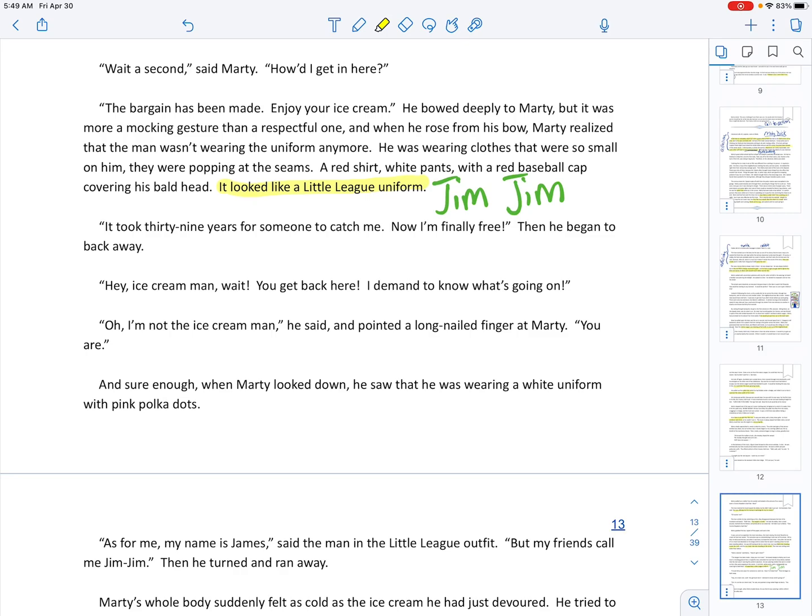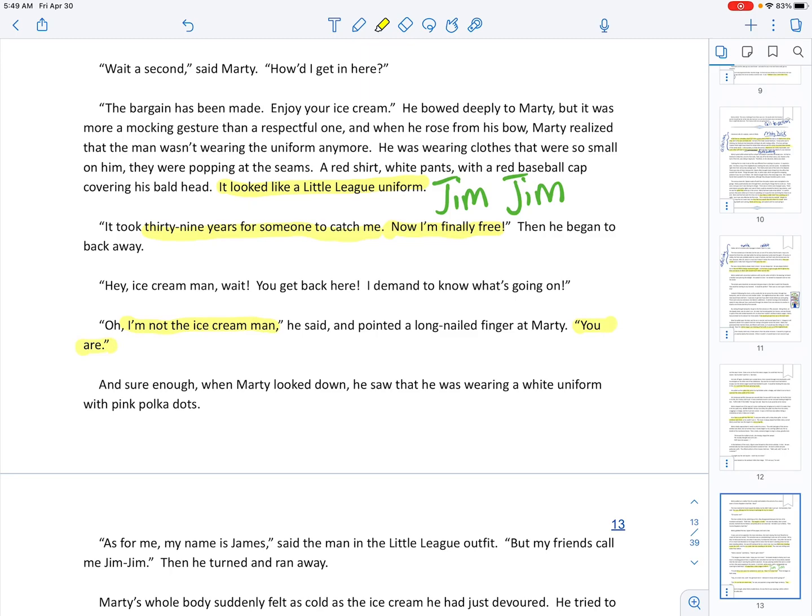"It took 39 years for someone to catch me, and now I'm finally free." Then he began to back away. "Hey, ice cream man, wait. You get back here. I demand to know what's going on." "Oh, I'm not the ice cream man," he said, and pointed a long-nailed finger at Marty. "You are."